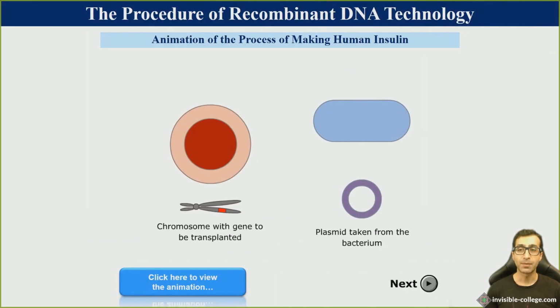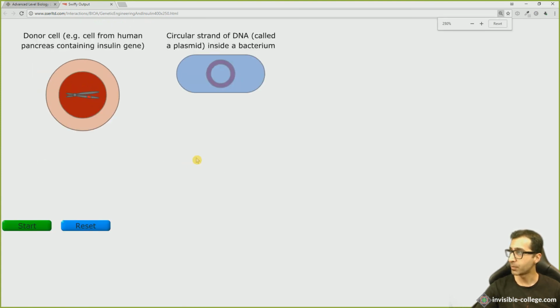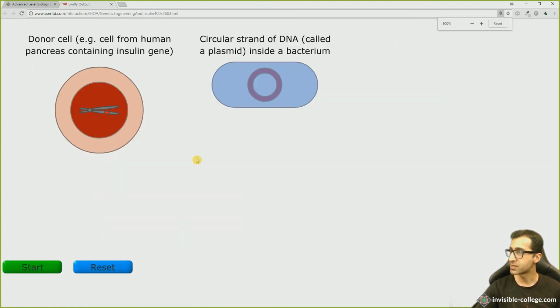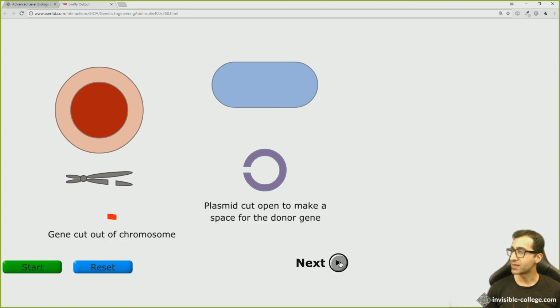So this animation that follows, if I bring that up on the screen, kind of illustrates this process. So let me make that a little bit bigger so you guys can see it. So that's the first step. This would be the second step. This would be the third step.